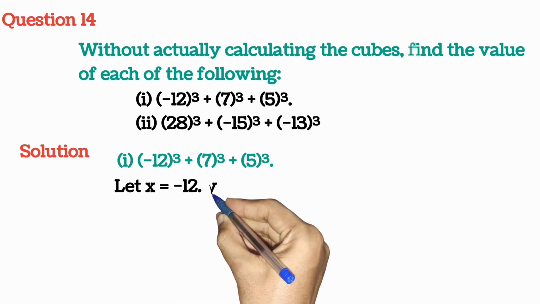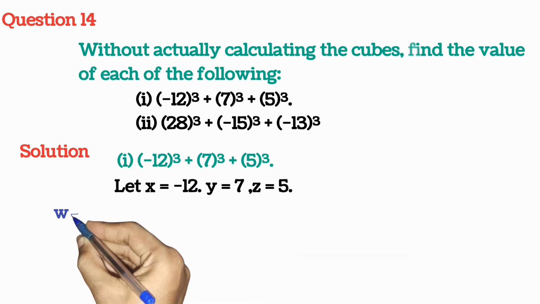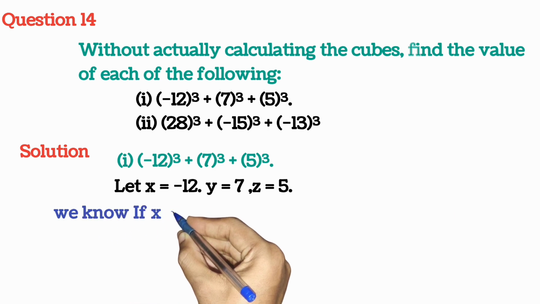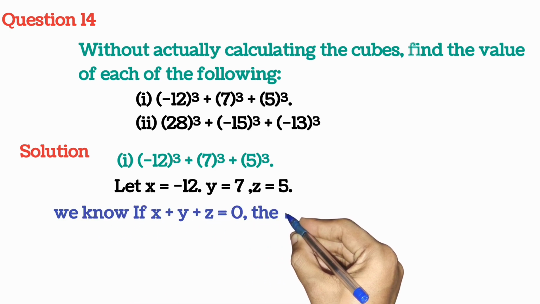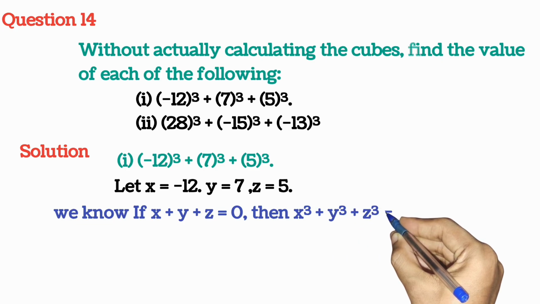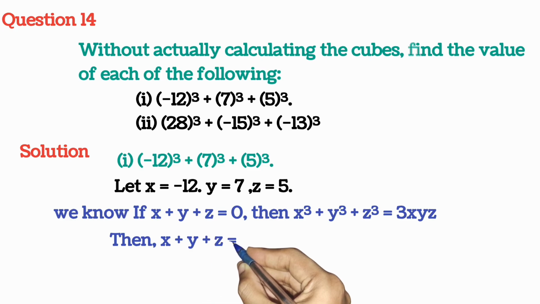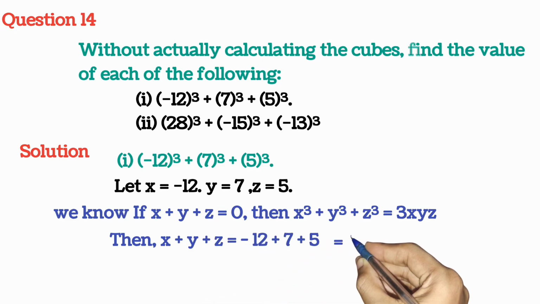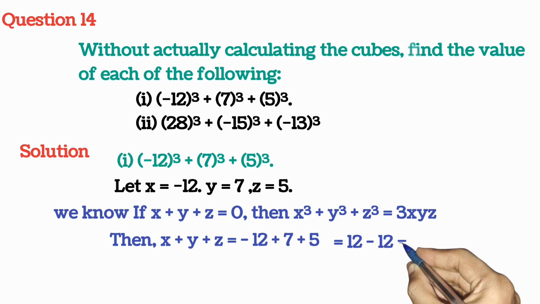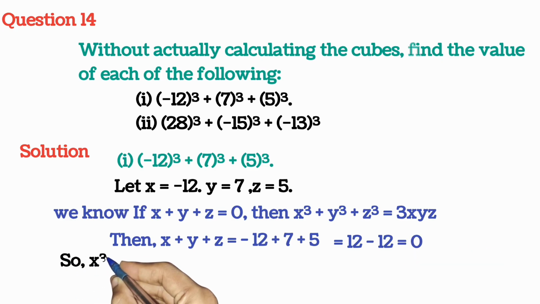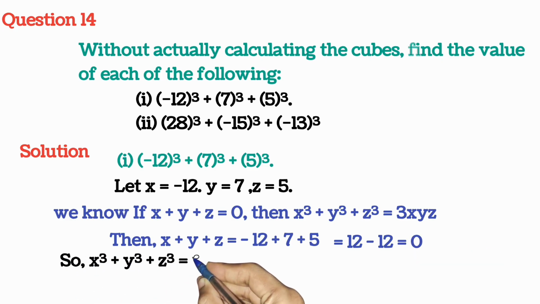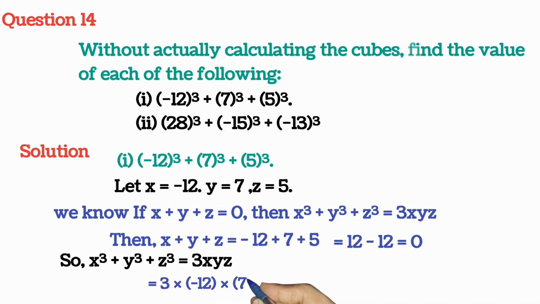Let x = −12, y = 7 and z = 5. We know if x + y + z = 0, then x³ + y³ + z³ = 3xyz. Then x + y + z = −12 + 7 + 5 = 12 − 12 = 0. So x³ + y³ + z³ = 3xyz = 3 × (−12) × 7 × 5 = −1260.